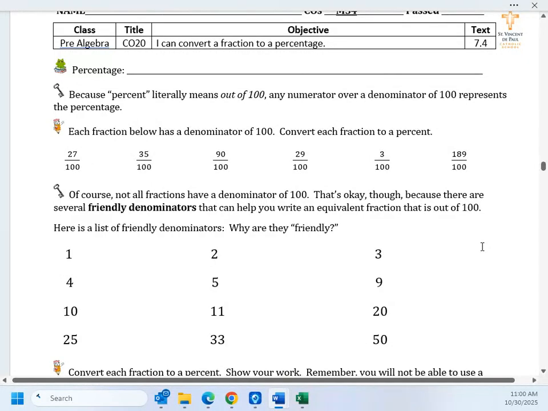Good morning. Today we are continuing on with those decimals and percentages, and we're working in fractions now. So we are doing CO20. I can convert a fraction to a percentage. So percentage, who remembers from yesterday, what did I say percentage means? Clara?